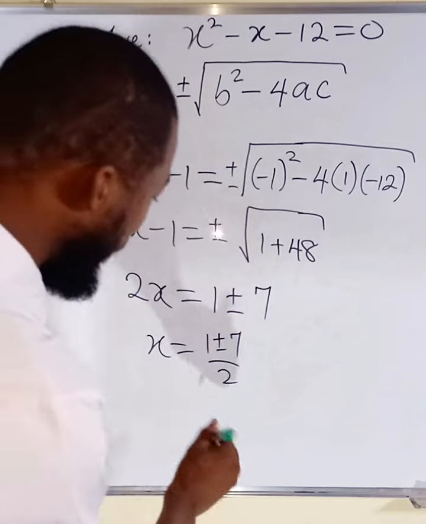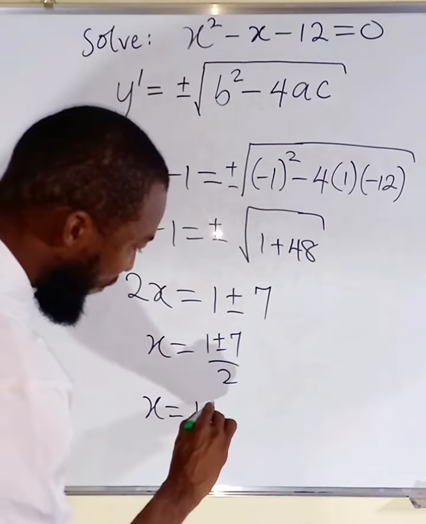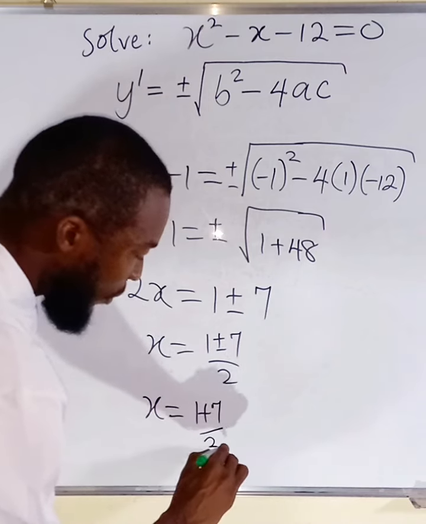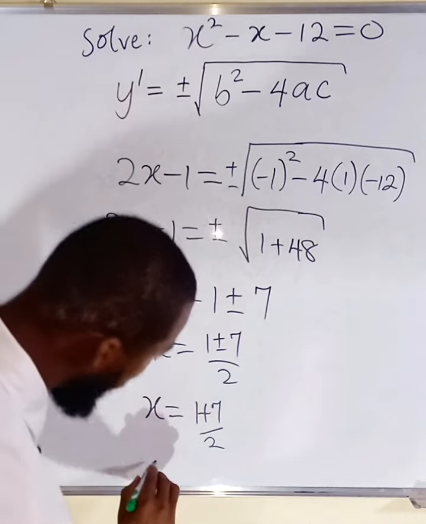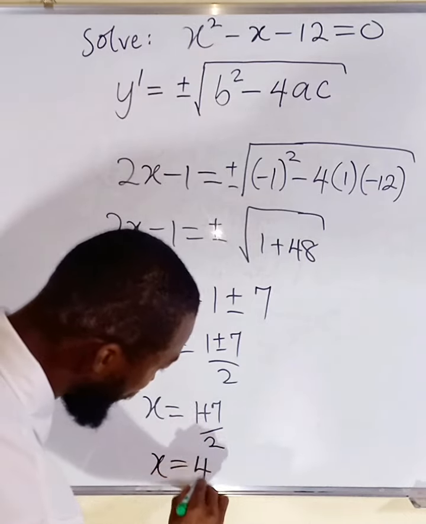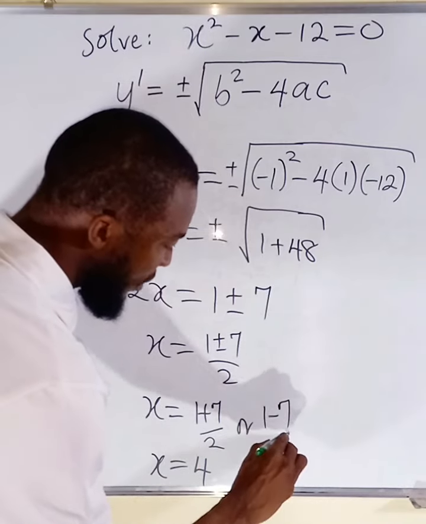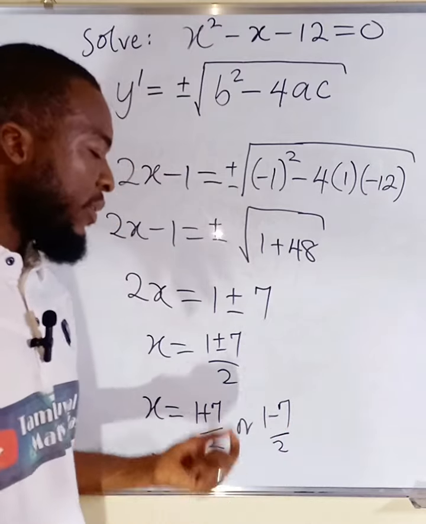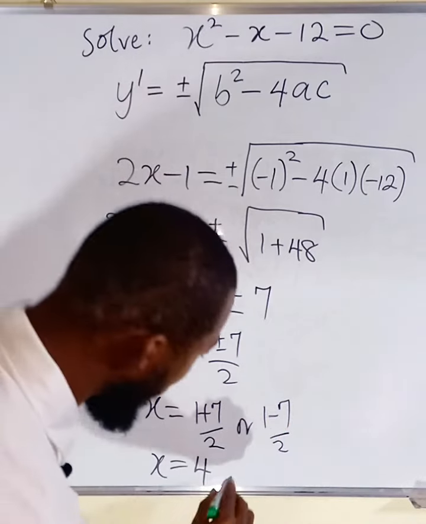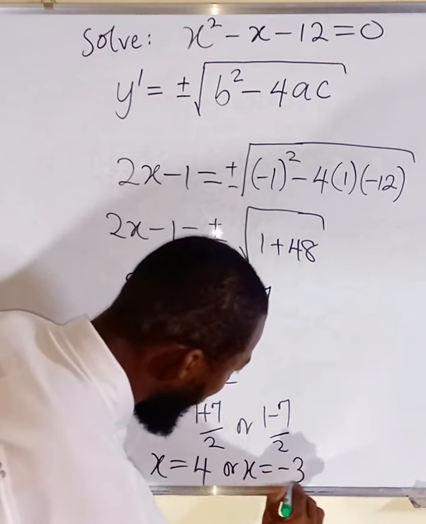You can split this. So x could either be equal to 1 plus 7 divided by 2. 1 plus 7 is 8 divided by 2 is 4. So x here is equal to 4. Or the other one, which is 1 minus 7 divided by 2. 1 minus 7 is minus 6. Minus 6 divided by 2 is minus 3. Or x equal to minus 3.